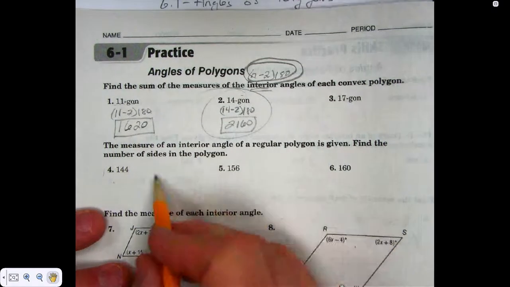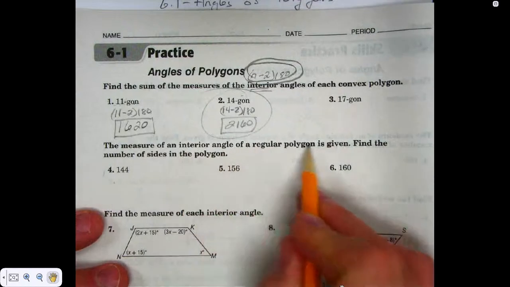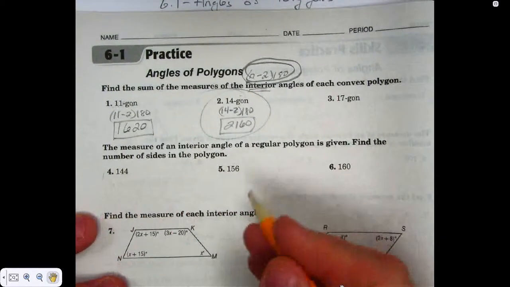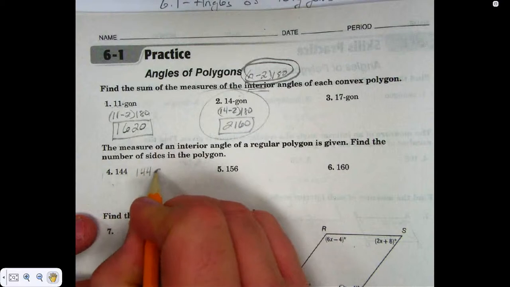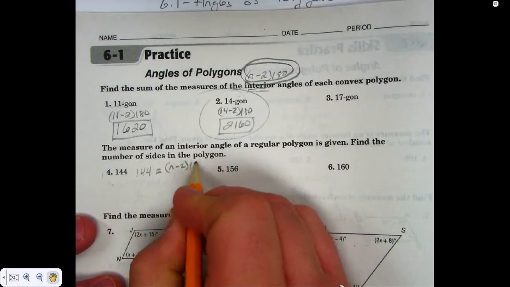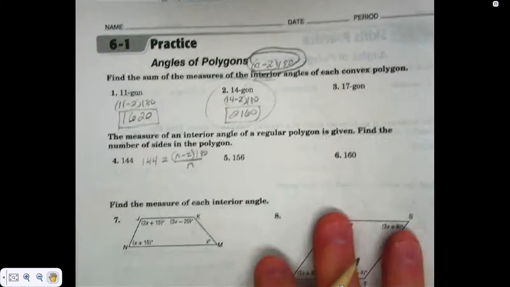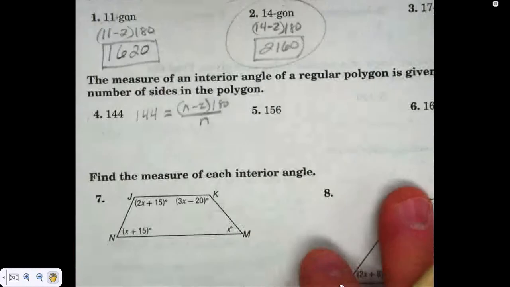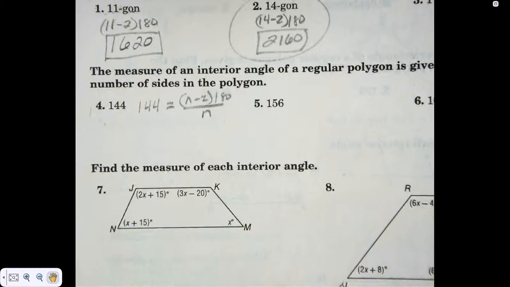Now, find the measure of the interior angle of a regular polygon. Find the number of sides in the polygon. Well, guess what here, guys? This isn't easy. That's the equation you have right there. Number 4 on page 72.